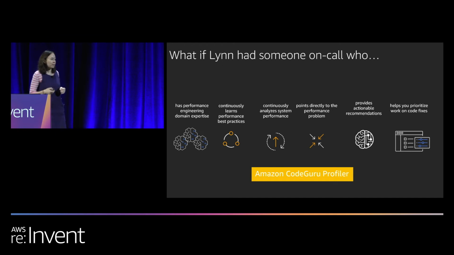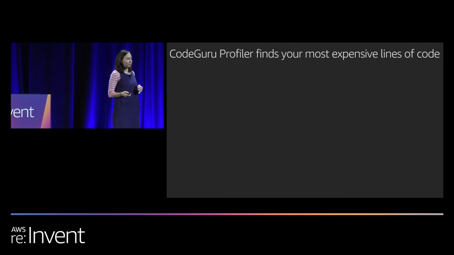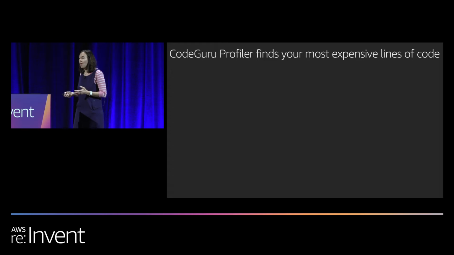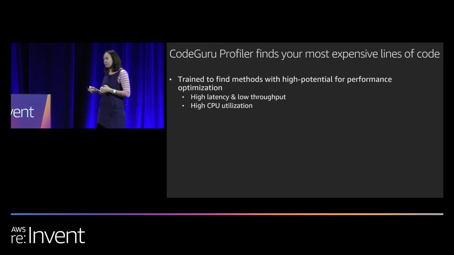CodeGuru Profiler combines the whole array of these skills in a single service that enables Lynn to stay on top of her performance so that she can focus on other very important things, such as creating new software functionality. Profiler is a fully managed service as part of CodeGuru, and it finds the most expensive lines of your code. The way it does that is because we have trained Profiler to find methods with high potential for performance optimization. These are methods that are unnecessarily increasing latency or reducing throughput and unnecessarily increasing CPU utilization. Not only does Profiler find the most expensive lines of code, but it also recommends how to fix them.